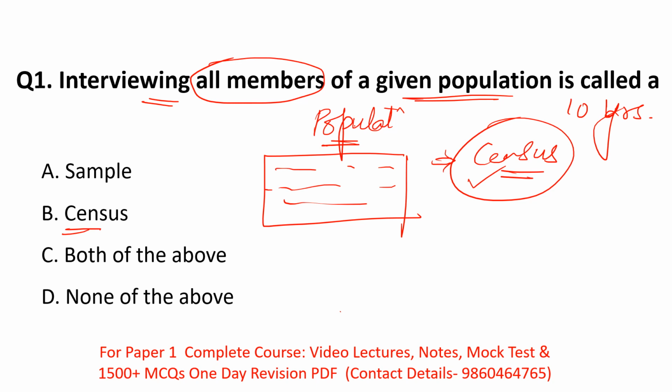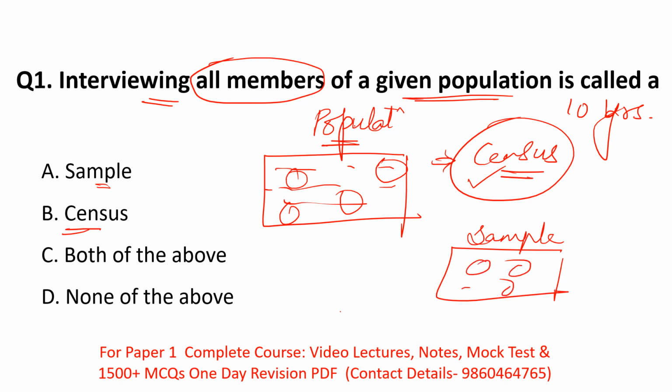So remember, whenever a researcher performs their research on the whole population, it is known as census. Whereas option A here is sample. What does sample mean? If you are selecting 4 to 5 people from your population and interviewing them, then it is known as sample. If you are selecting some people from your population and asking some questions to them, then it is known as sample. If you are interviewing all members of your population, then it is known as census, not sample. So for this question, option B, census, is the right answer.